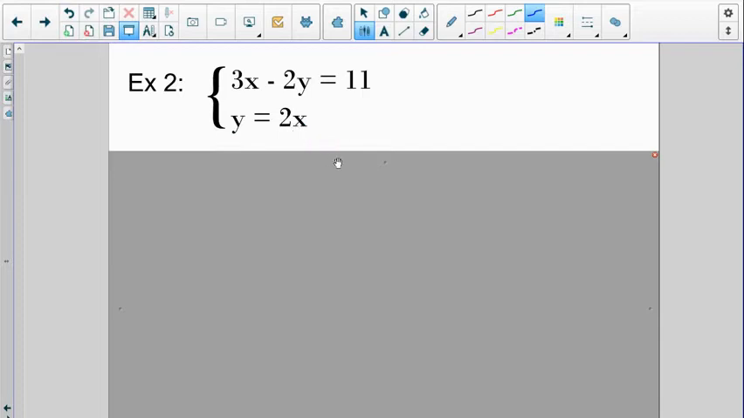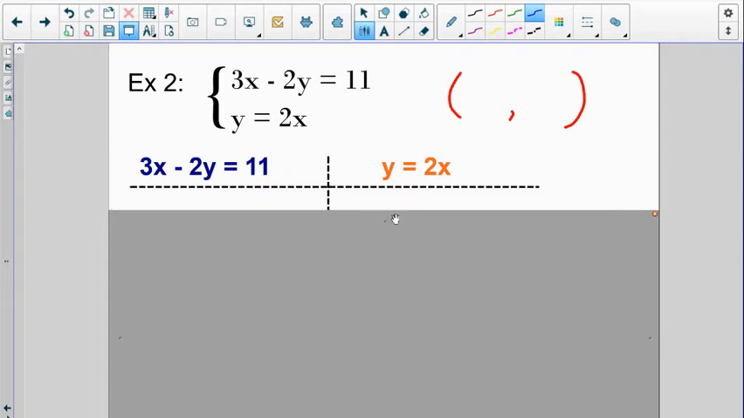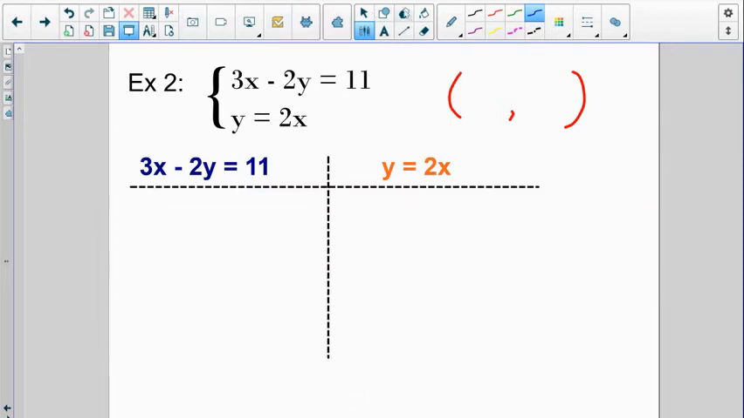Now, it's not as simple as the last one. It doesn't just say y equals this number, but it does say that y equals this expression. So 2x is the same thing as y, in this system at least. We're going to use that concept to help us solve. So I'm going to take my 2 equations, put them side by side, and then go ahead and use that to solve.